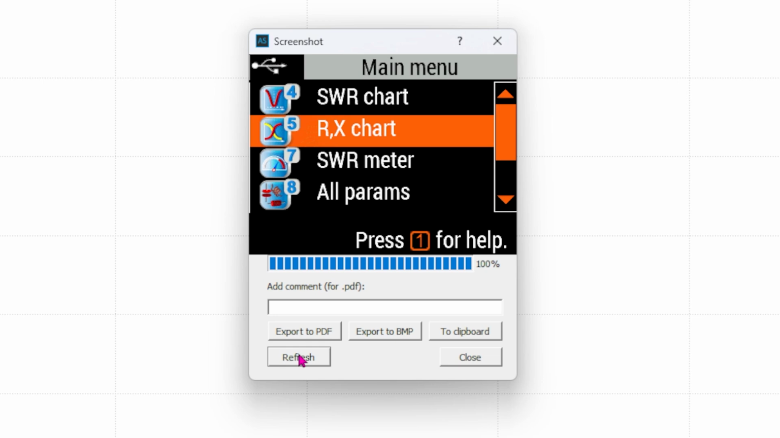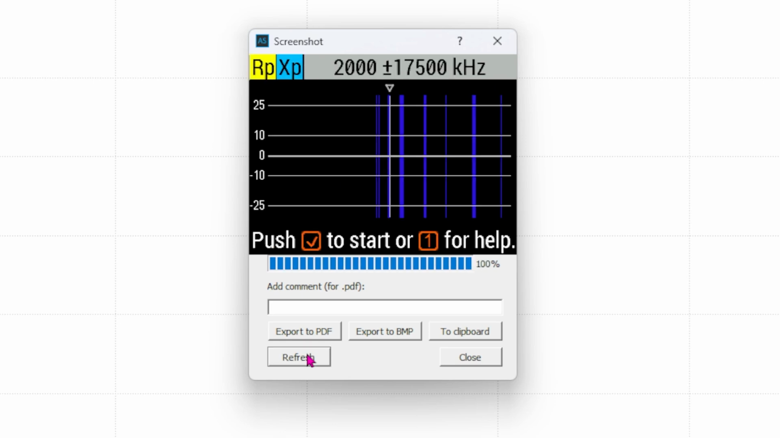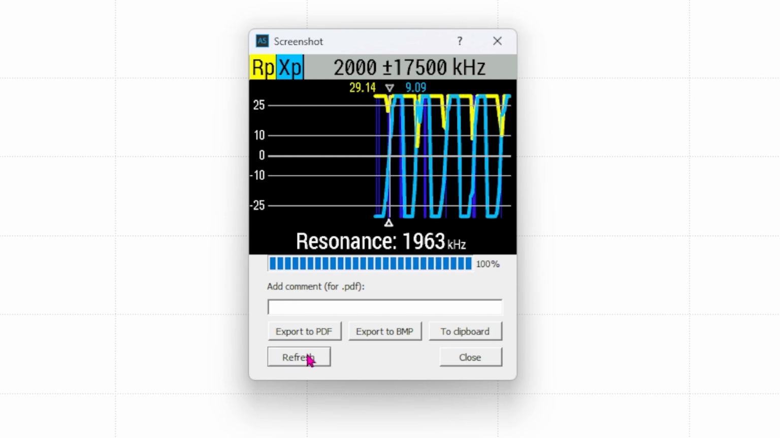So I'm just going to go down to 0.2. So I'm going to go to 2 megahertz. And I'll show you that. So I've got 2 megahertz. All right, I'm pressing OK. Back to RX chart. And I'm going to tell it okay to do it. So I'm hitting the checkbox. Okay, the lowest resonant frequency is 1.963 megahertz, or 1963000. So now that we know that, let's go back to the formula.